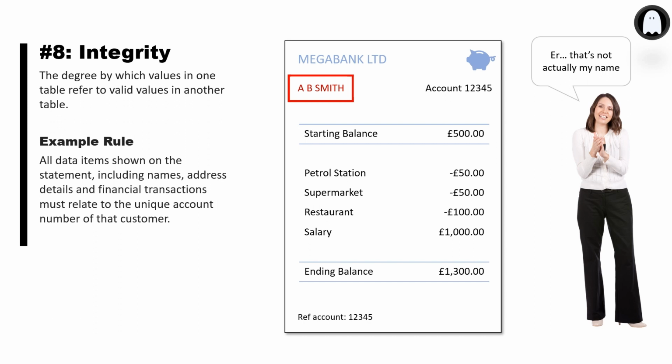Maybe there's a unique customer ID that ties the two things together. Without integrity, you may end up seeing someone else's transactions, balances, or their home address. A rule that could use integrity is to ensure that all of the information on the statement must be tied together with a customer ID and therefore all be related to that specific customer.